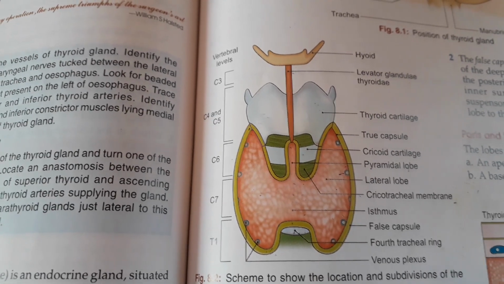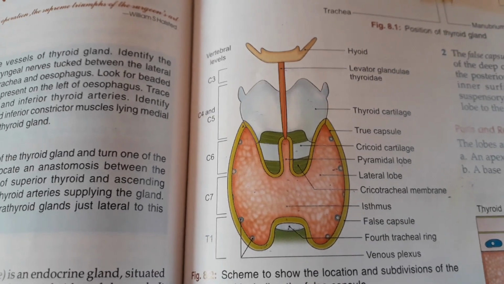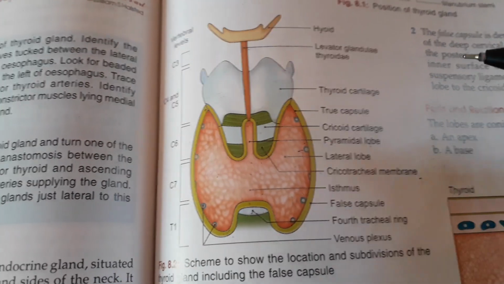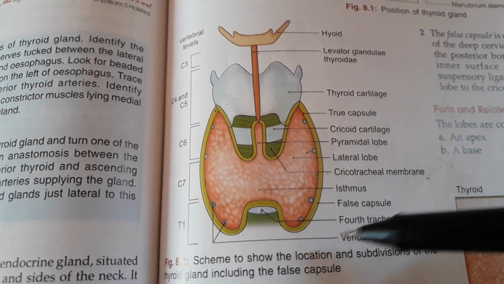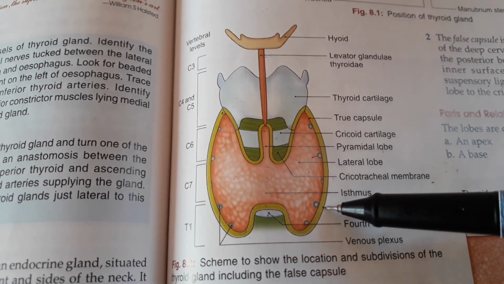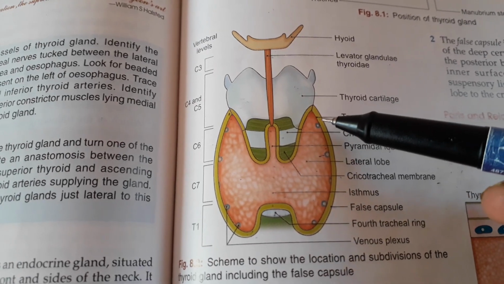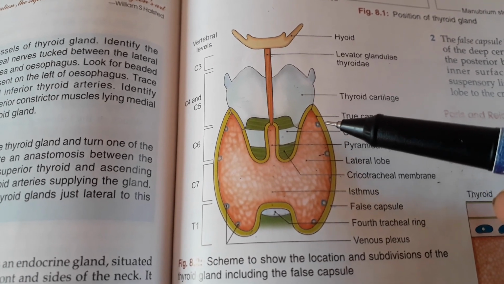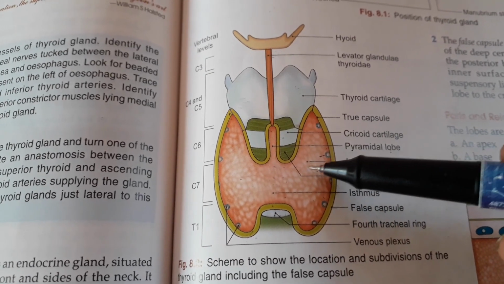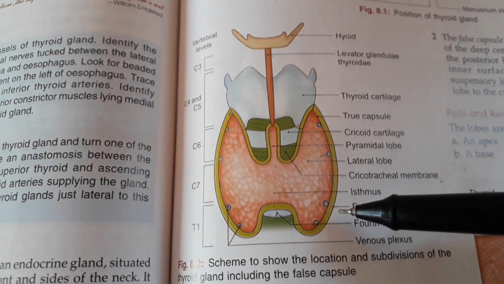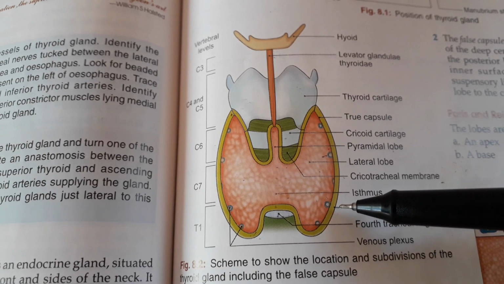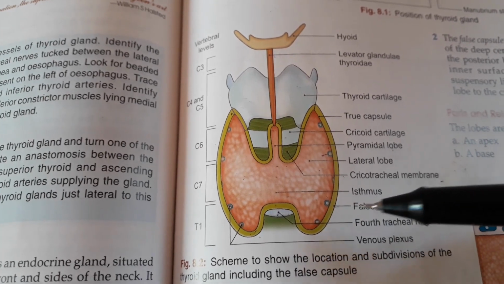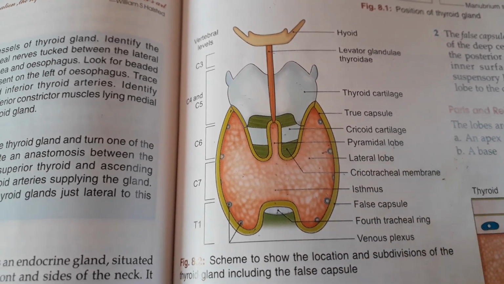And then I will discuss a very important part of the gland. It consists of capsules, that is the true capsule and the false capsule. You are seeing inside, this is the true capsule, this is the false capsule. The true capsule is the peripheral condensation of the connective tissue of the gland itself. And the false capsule is derived from the pretracheal layer of the deep cervical fascia.